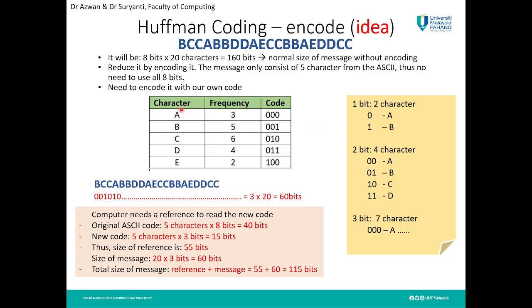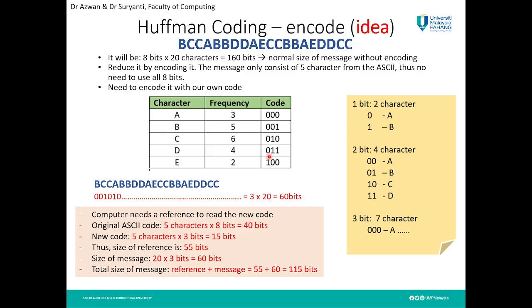So go back to this message. We have characters A, B, C, D, E. Since these characters are more than 4, we need 3 bits. So that's why we put here A is 0,0,0, B is 0,0,1, C is 0,1,0, D is 0,1,1, E is 1,0,0. So now we know that the characters in this message must be represented using 3 bits.